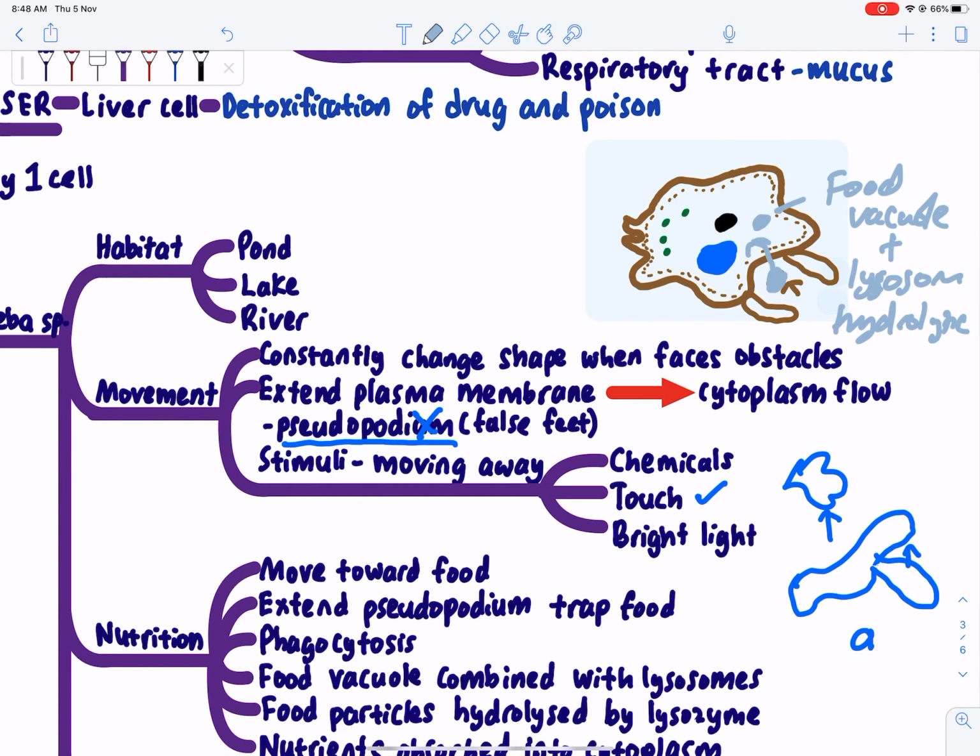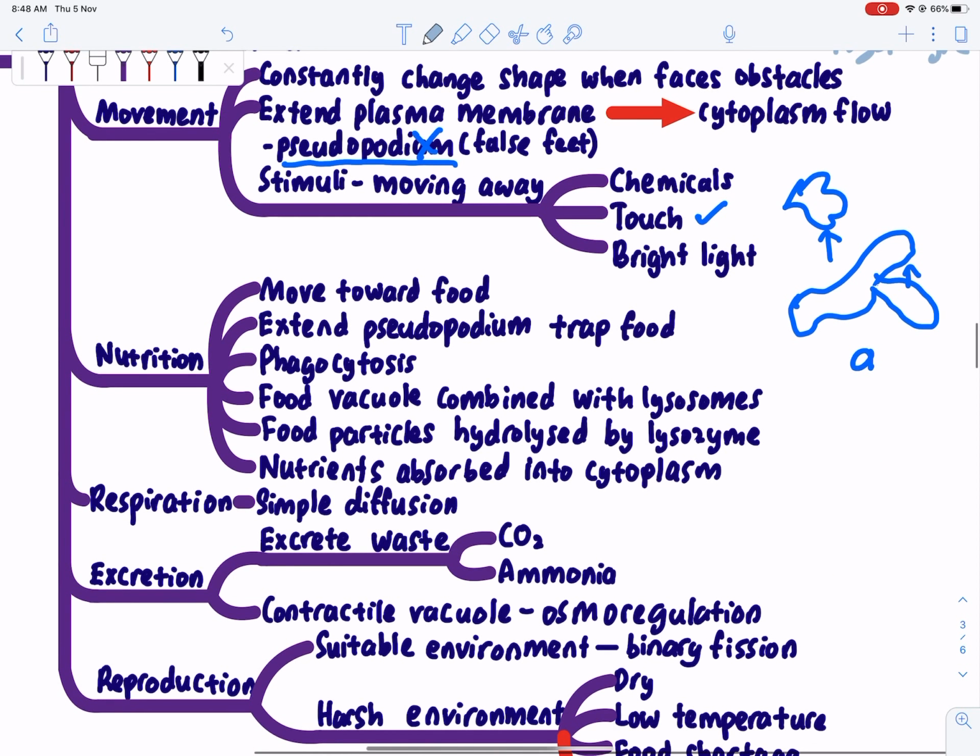This hydrolytic enzyme will break down the food vacuole into smaller pieces, so that the absorption process, the usage of the food, is much easier. The food vacuole combined with lysosome. Food particles are hydrolyzed by the lysozyme. Lysozyme, what is lysozyme? Lysozyme is the hydrolytic enzyme. And then the nutrients are absorbed into the cytoplasm.